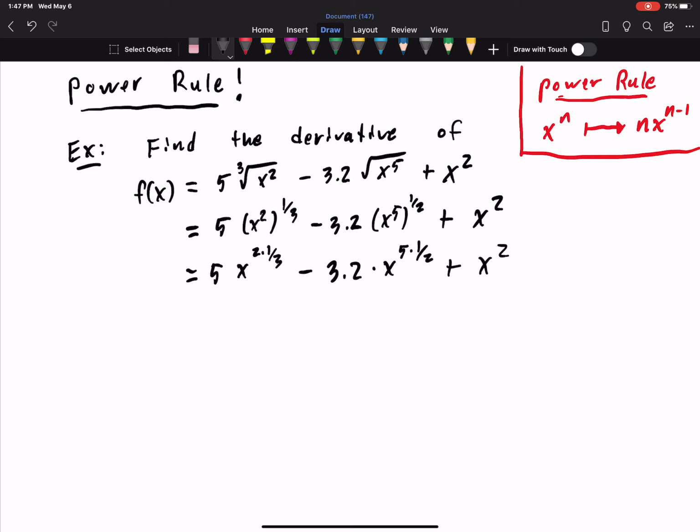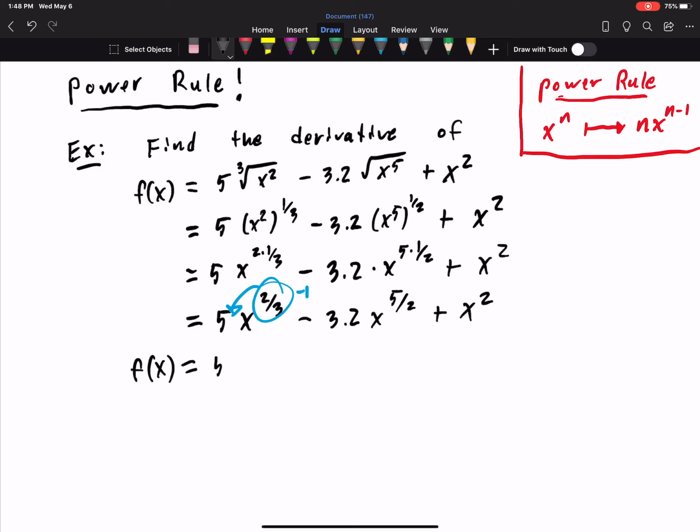All right, so simplifying these fractional powers, we have 5x to the 2/3 power minus 3.2 x to the 5/2 power plus x squared. So now that each of our x's have a single power on them, no other weird things going on with the fractions and the exponents, we can now hit it with the power rule. So what we're going to do is take our powers, bring them down, multiply them by whatever's out in front, and then subtract 1 from the exponent, just as what we've done in the last 38,000 examples.